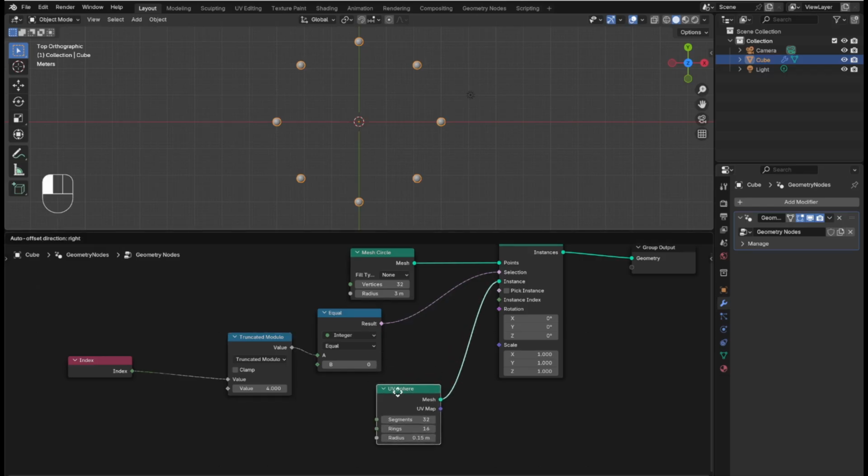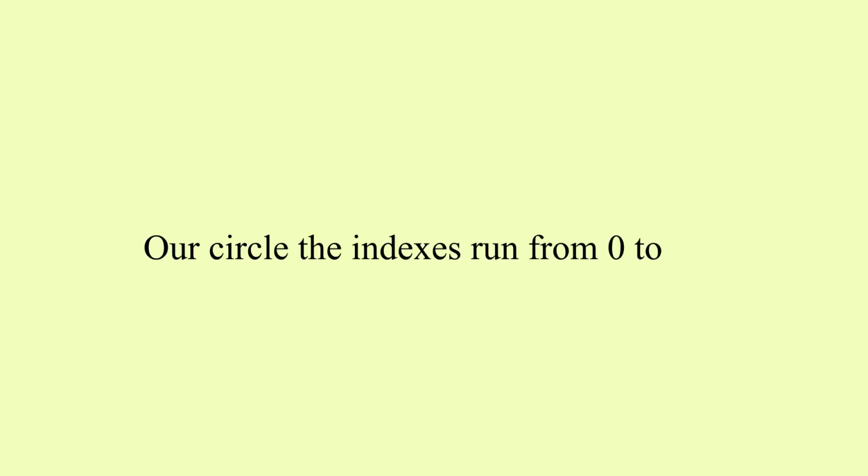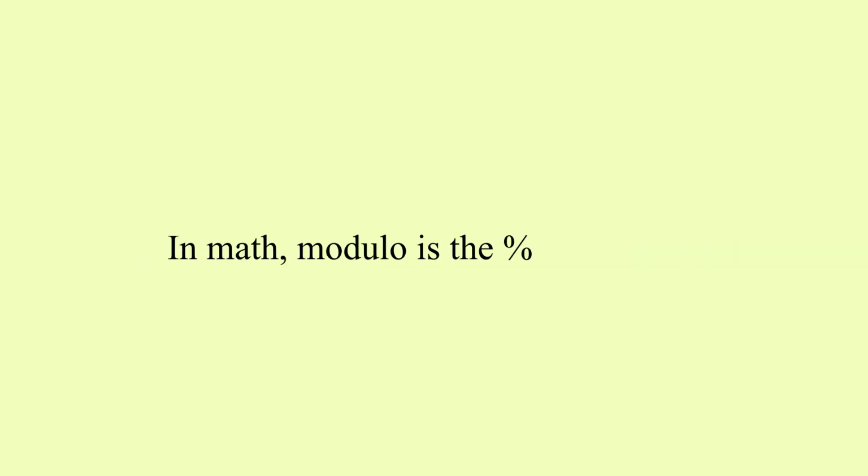Now for the explanation, we've made a circle of 32 parts, which also means it has 32 points. An index is just the number of a point, and the numbering system for indexes starts at 0. So on our circle, the indexes run from 0 to 31. A modulo is the remainder after dividing two numbers. So if we say 7 divided by 3, the modulo is 1. 3 fits into 7 twice, and we have 1 remaining. In math, modulo is the percent symbol.